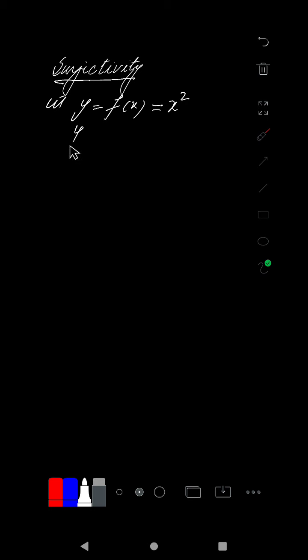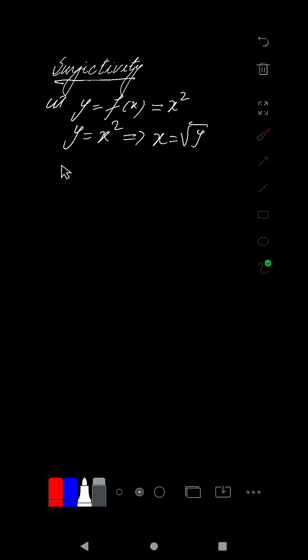Now let us check surjectivity of the function. Let y is equal to f(x), and here in this case f(x) is x square. So y is equal to x square may be written as x is equal to under root y. We have not taken plus minus under root y because x is a natural number and natural number may not be negative, it is always positive. So only positive sign we have taken and we have neglected negative sign.